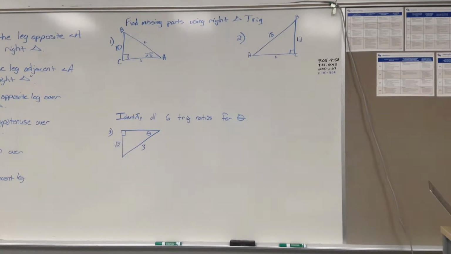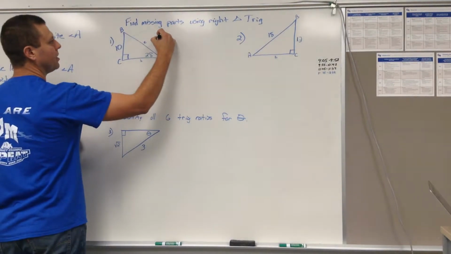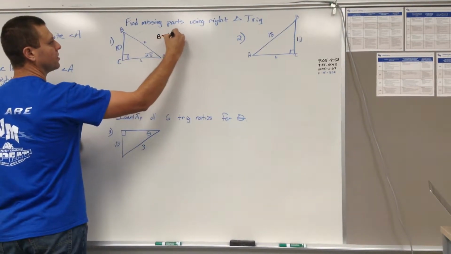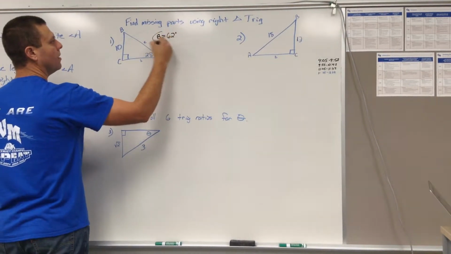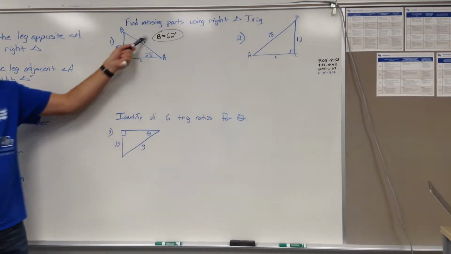All triangle angles add up to 180. Do all angles in a triangle add up to 180? You betcha they do. So if this is 28, this is 90, that means angle B would have to be 62 degrees. Okay? So yeah, that one's nice. You were given two angles, pretty easy to find the third one, because all three angles do have to add up to 180.